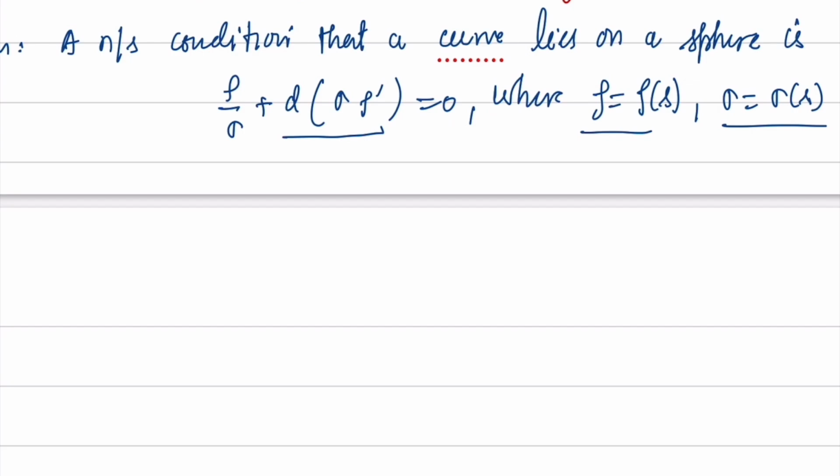If this is equal to 0, then that is what it means by saying that the curve r of t lies on the sphere. And sigma and rho are the radius of torsion and the radius of curvature for that curve.